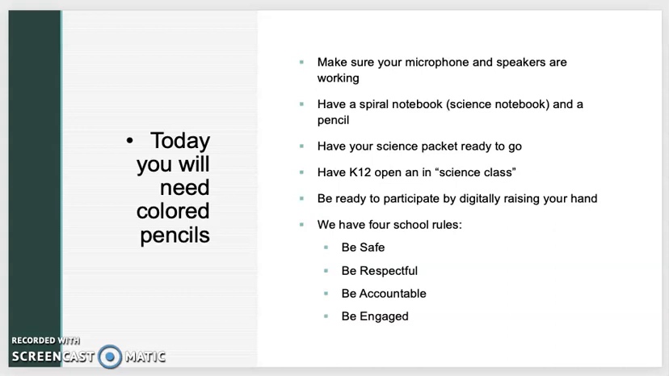The third bullet point says you need your science packet ready to go. Your science packet was given out at the back to school night. This was a packet of papers that had all of your pacing guides, and in the middle it had your science packet. Your science packet begins with a page that says Student Interest Survey. You will want to have that out and ready to go because we'll be doing the first page today in class.